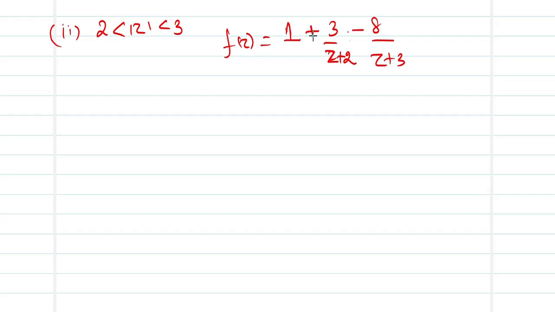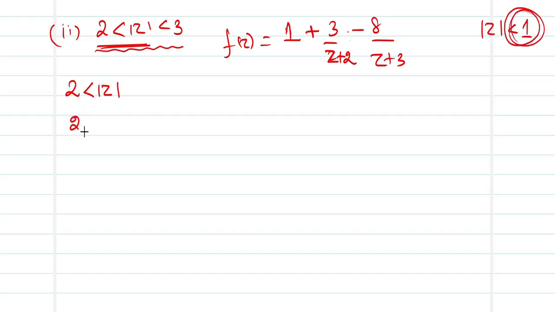Now the function is the same, but what has changed? The region has changed for me. Now let me consider the first part, which says 2 less than mod z. I need to have always mod z to be less than 1. The quantity has to be less than 1. If I want less than 1, so what I'll have to do? I know 2 by mod z will be less than 1. So I need to bring the fraction to the format 2 by z.